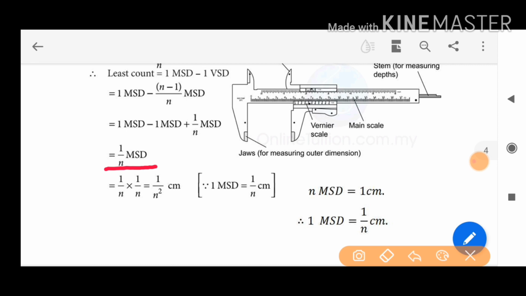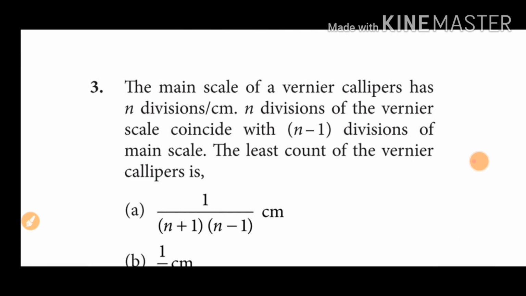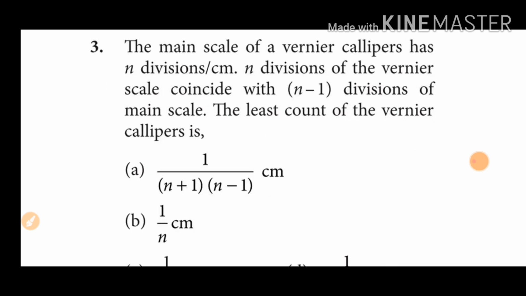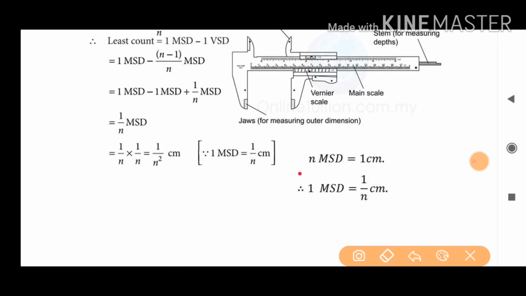Now in the question, the first line is: the main scale of vernier calipers has n divisions per centimeter. That means n main scale divisions equal 1 centimeter. So what you can write? 1 main scale division equals 1 upon n centimeter.